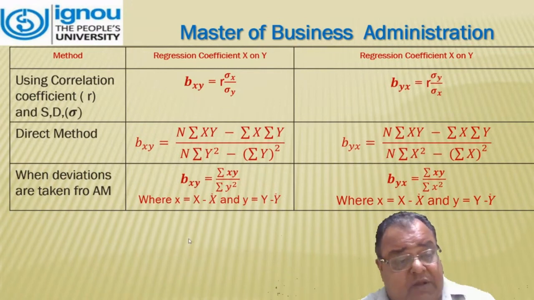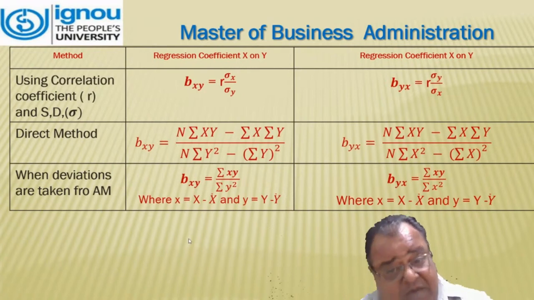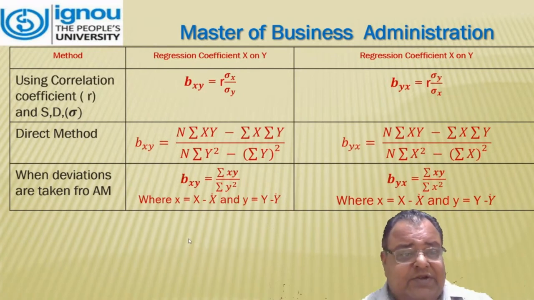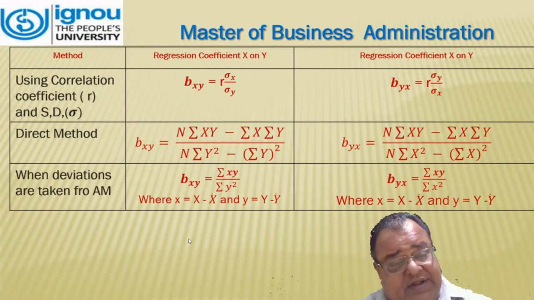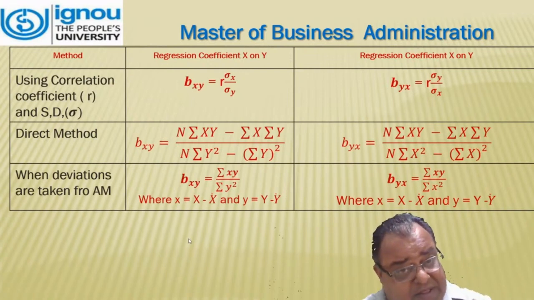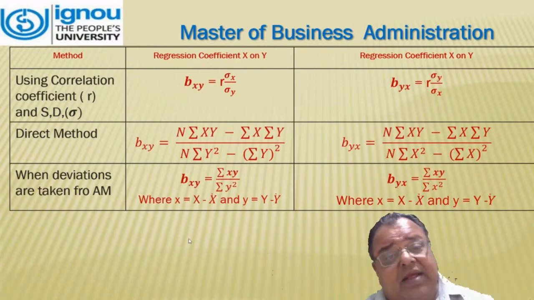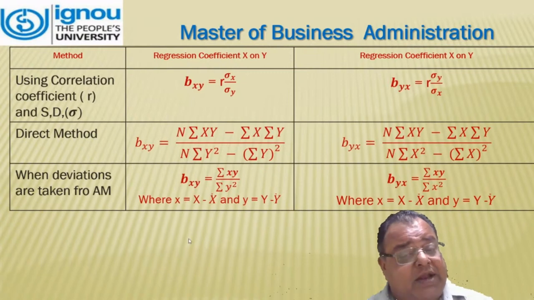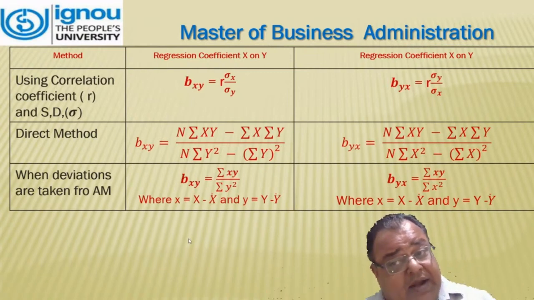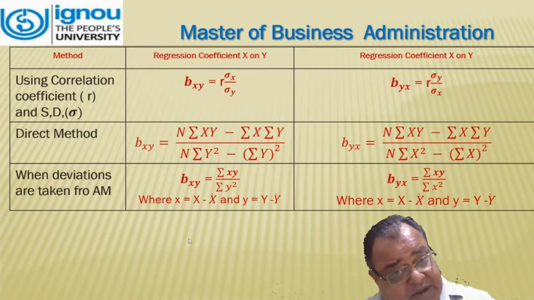We have to see in which form the information is shared with us. If we are given the correlation coefficient and standard deviation, then we apply bxy equal to r times sigma x upon sigma y. Keep one thing in mind: if we are finding bxy, the standard deviation of x will come in the numerator and the standard deviation of y in the denominator. Similarly, for byx, it will be r times sigma y upon sigma x.